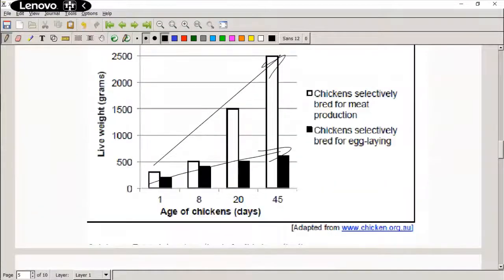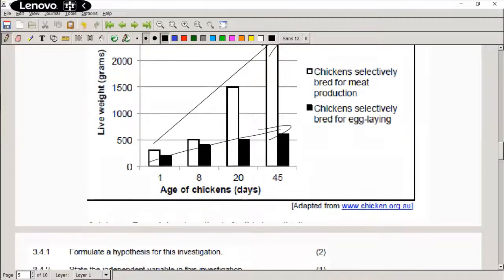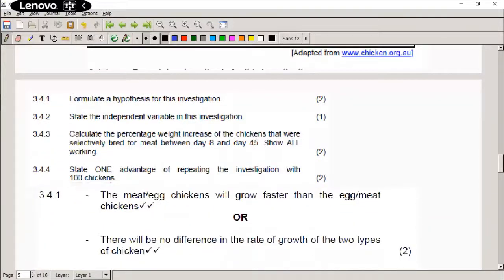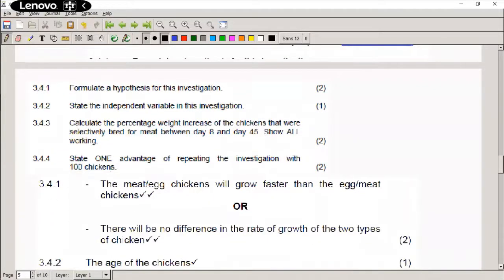So we're going to say either the ones bred for egg laying are going to grow faster, or the ones for meat are going to grow faster. It doesn't matter which way around you go. Or that there will be no difference between the growth of the two.